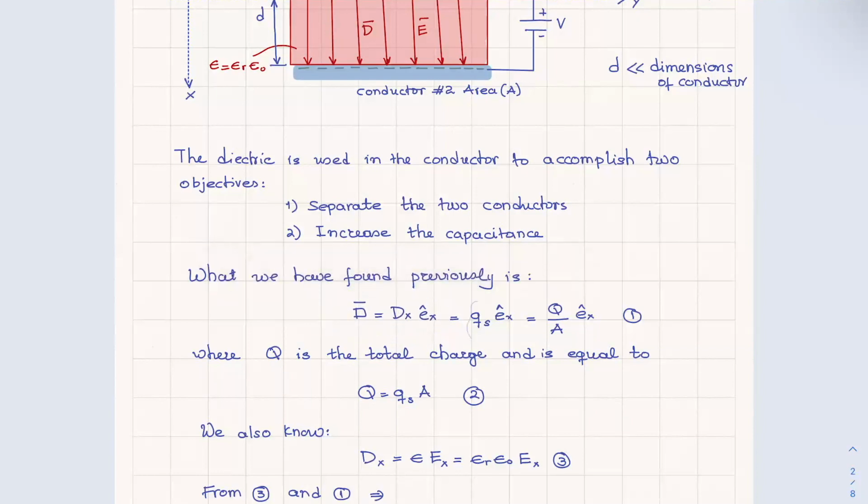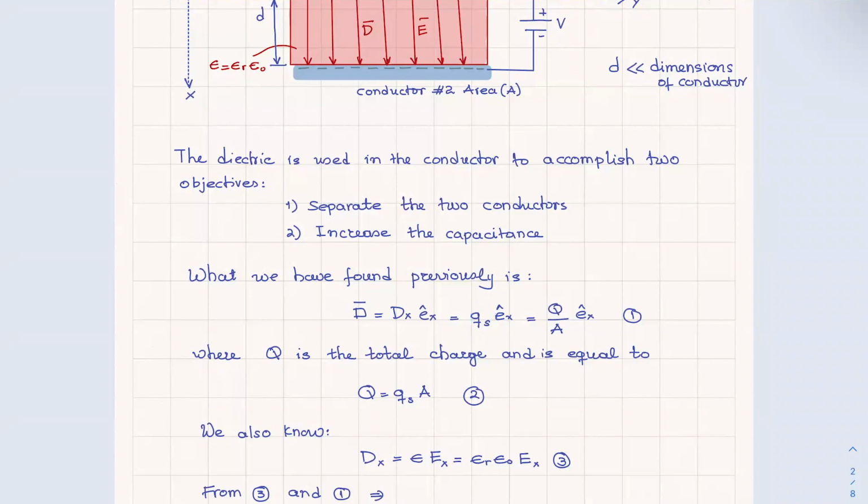And also we found that D is going to be equal to the charge density on the surface of the conductor. And here, the way we have connected the conductor to a battery, you can see that the charge density on the lower surface of the upper conductor is going to be positive. And those positive charges will attract negative electrons on the top surface of the lower conductor. And therefore, the electric field lines will start on the positive charges and will end on the negative charges.